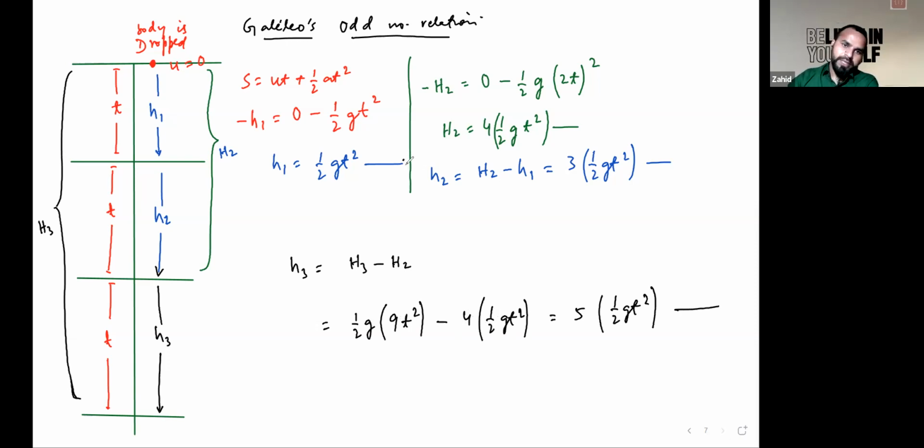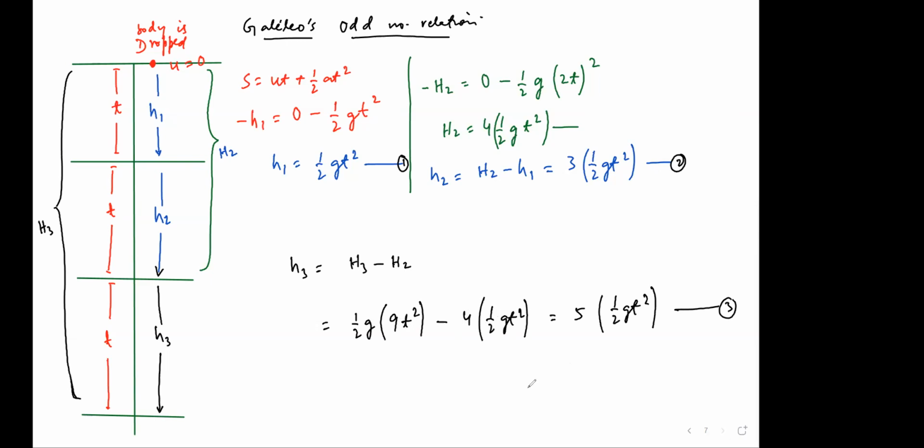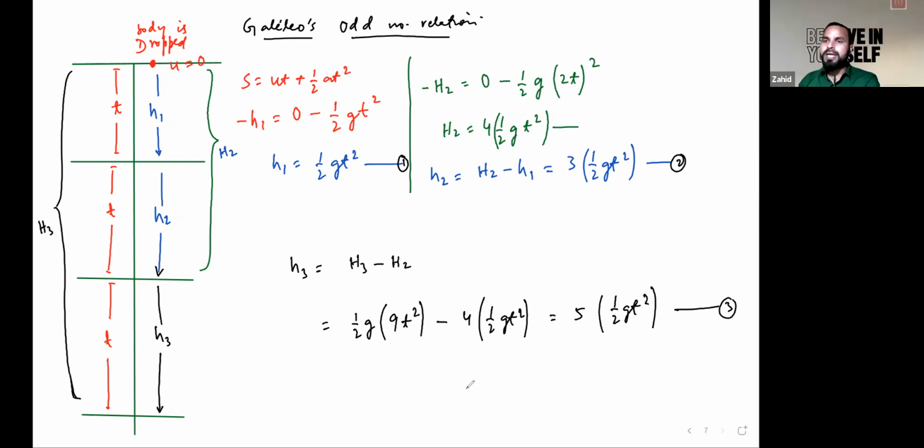Now just compare equation first, equation second, and equation third. Is there anything which is common to all of these three terms? You will say half g t square is common in all. So if you divide all of these three equations, you will get the ratio as 1:3:5.